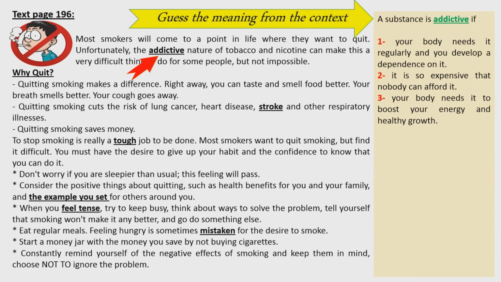The sentence says that, unfortunately, the addictive nature of tobacco and nicotine can make this a very difficult thing to do for some people, but not impossible. So if a substance is addictive, does it mean that your body needs it regularly and you develop a dependence on it? Is it so expensive that nobody can afford it? Or does your body need it to boost your energy and healthy growth?